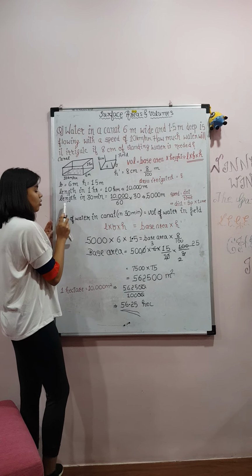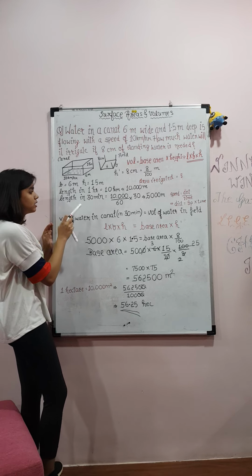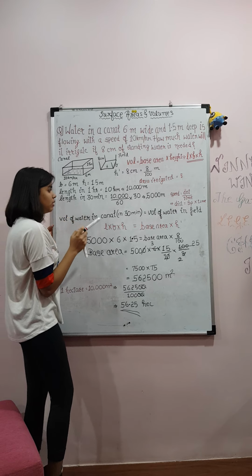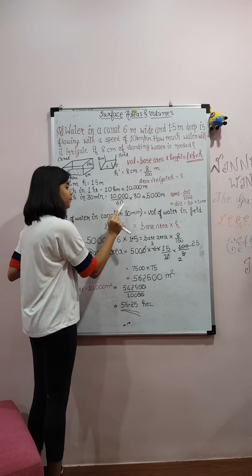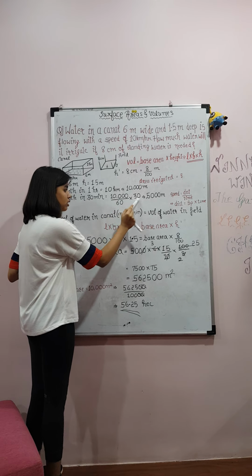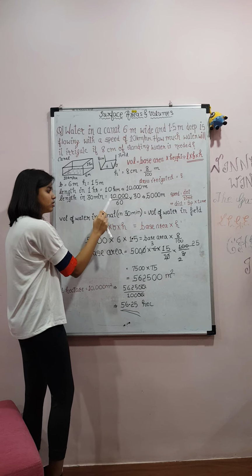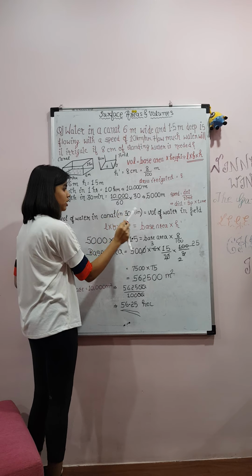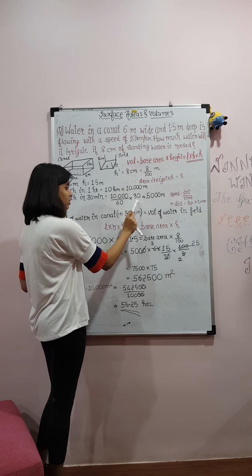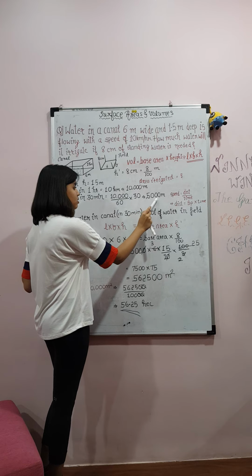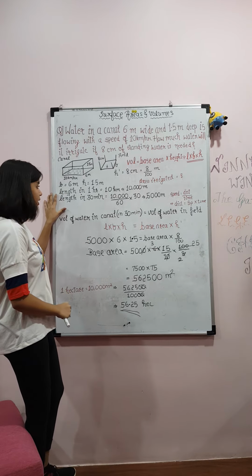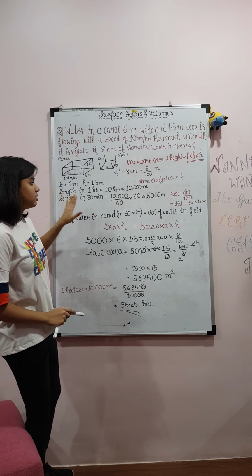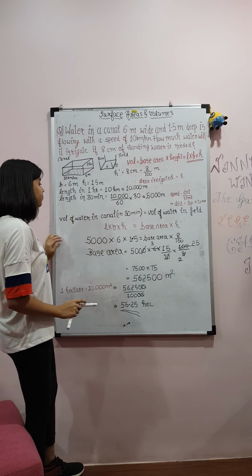Similarly, the length of water flowing in the canal in 30 minutes will be equal to 10,000 divided by 60, which is the speed, into 30, which is the time. So 10,000 divided by 60 into 30, speed into time, is equal to 5,000 meters. So we have found out the length of the canal here. Length in 30 minutes is equal to 5,000 meters.